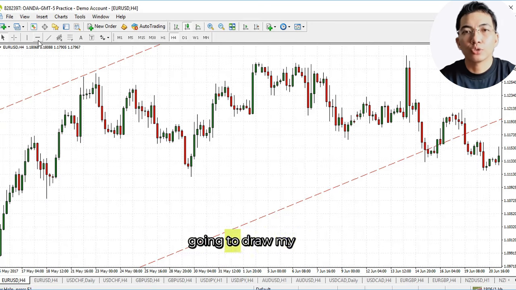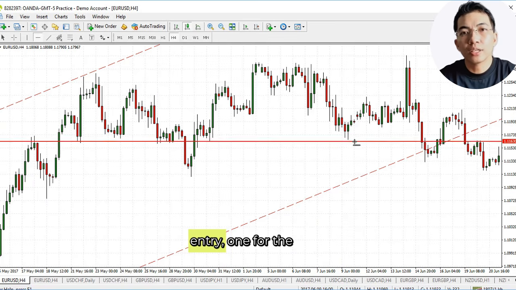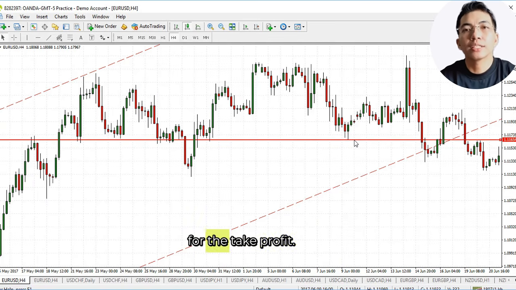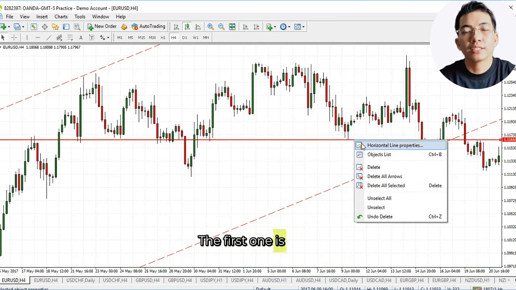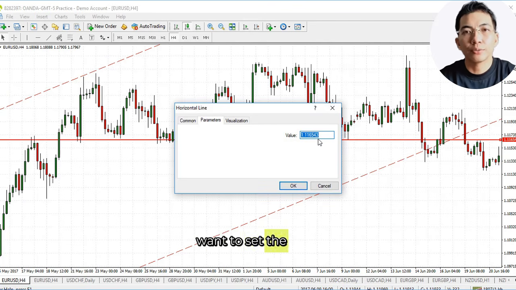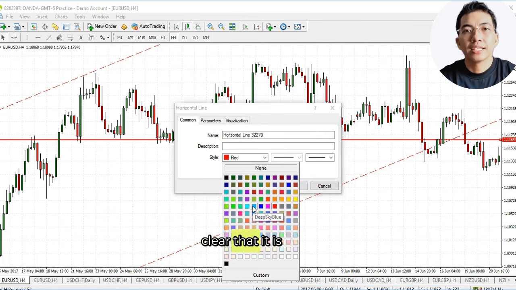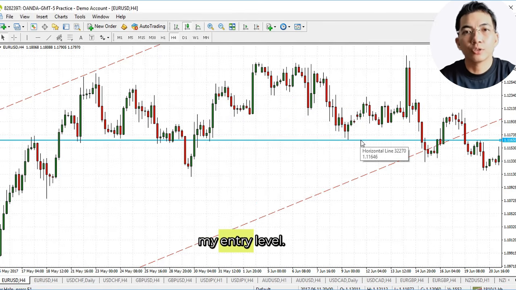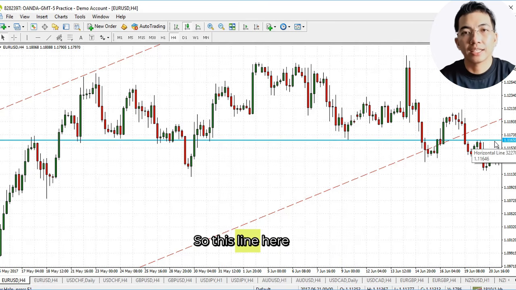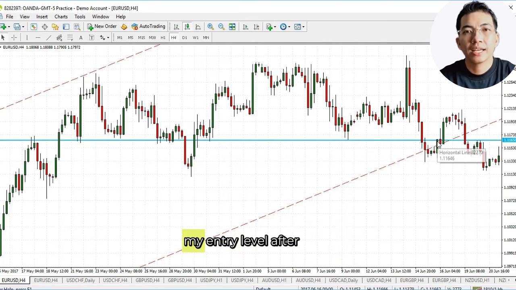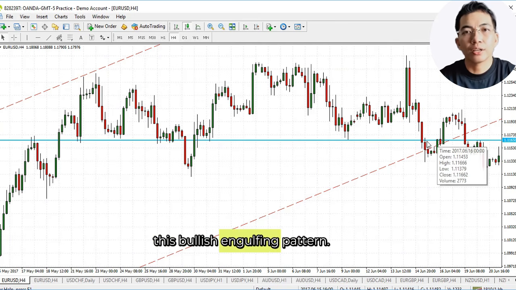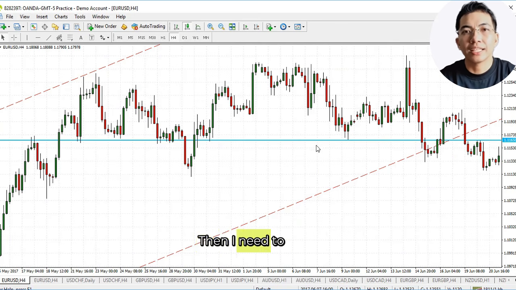First of all, I'm going to draw my lines, one for the entry, one for the stop loss, and one for the take profit. The first one is my entry, and I want to set the price at 1.1165, that is the price that I want. I also color my line light blue, so it is clear that it is the line that identifies my entry level. So this line here on the MetaTrader is my entry level, after this bullish engulfing pattern. Then I need to decide my stop loss and my take profit.